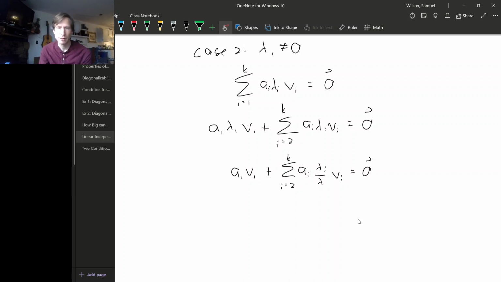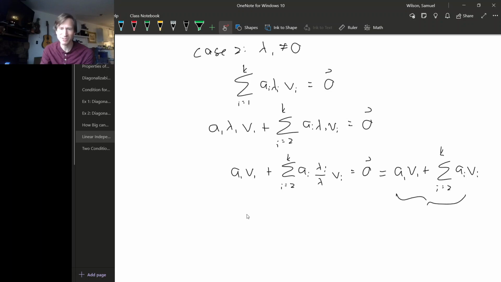Now this is equal to 0, but remember we had another way of writing 0. Our original linear dependence relationship was a1 v1 plus the sum from i equals 2 to k of ai vi. Right? So these are both equal to 0, but that means they're equal to each other. So now what I'm going to do is take all this stuff on the right-hand side and subtract it from both sides. Now we have two a1 v1 terms, so those are gone.